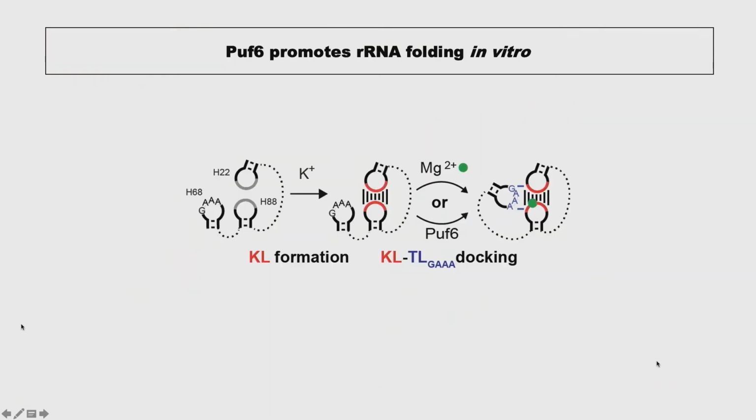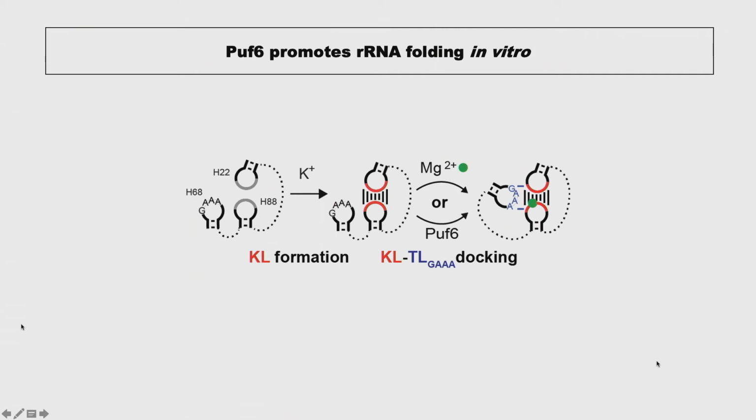So we reconstituted this tertiary contact in vitro, taking the single helices of this tertiary contact and joining them with flexible linkers. And we studied the folding of this construct in vitro. The tertiary contact or RNA folding can be promoted by addition of monovalent and divalent ions. And in this system, we saw that the monovalent ions, such as potassium, promoted formation of this kissing loop between helix 22 and 88. And then magnesium promoted the docking of helix 68 into this tertiary contact.